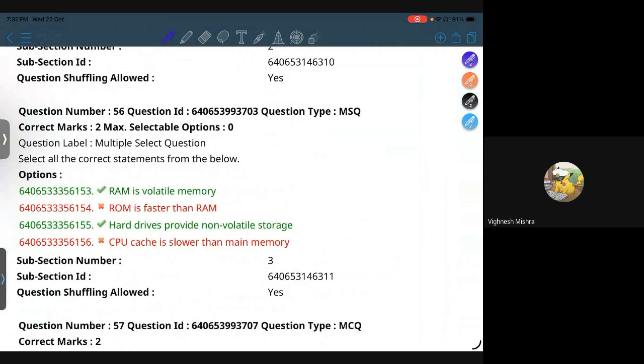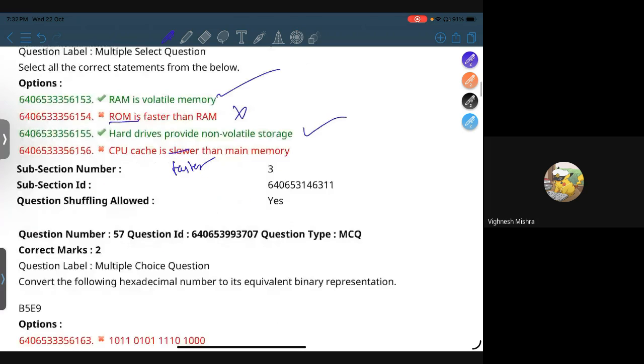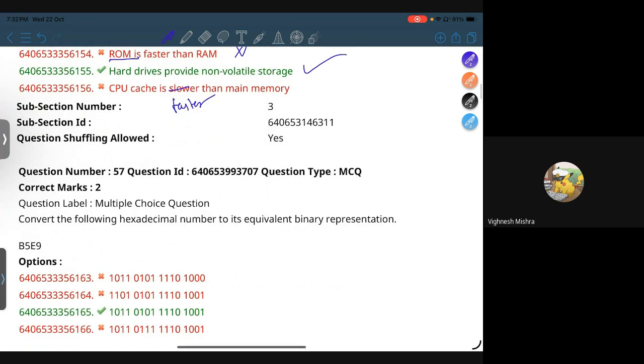Select the statement. Wow, easy question. RAM is a volatile memory. ROM is faster than RAM. Never. Hard drives provide non-volatile storage. Correct. CPU cache is faster than main memory. Then registers are the fastest. We all discussed.